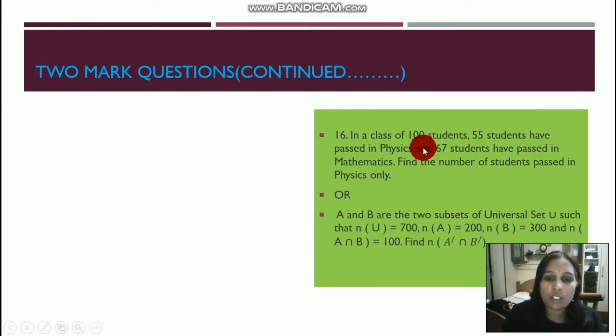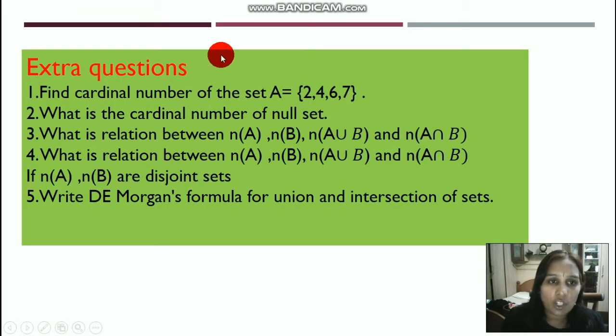And 2 mark questions continued. 2 more questions are there. Next, extra questions I have given for you. Find the cardinal number of the set. What is the cardinal number of the null set? And what is the relation between 2 sets along with union and intersection, and it is a standard formula also. Now what is the relation between these 4 terms? If a condition is given, that is n(A) and n(B) are disjoint sets, and write De Morgan's formula for union and intersection of sets.